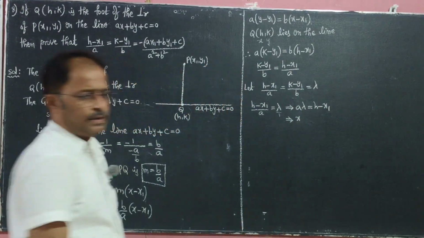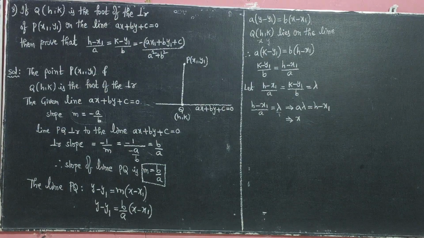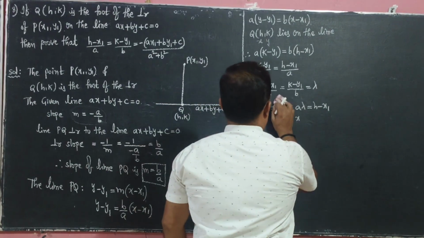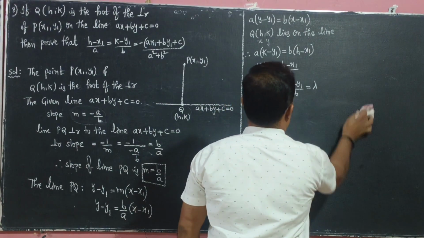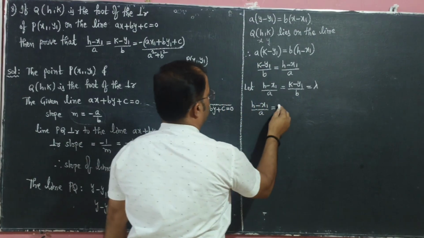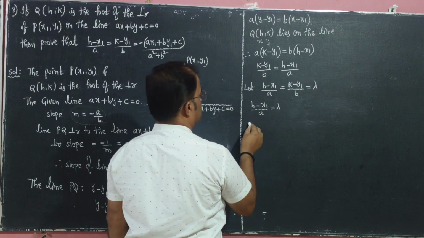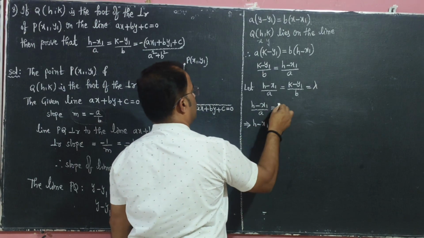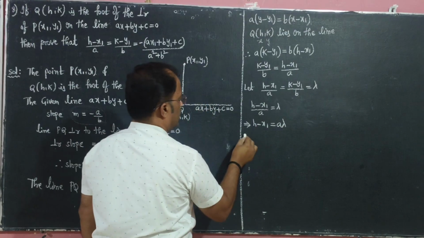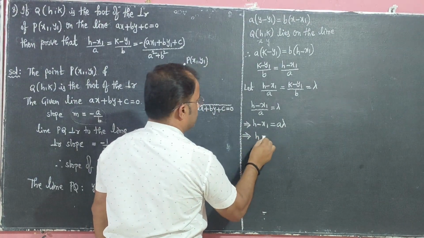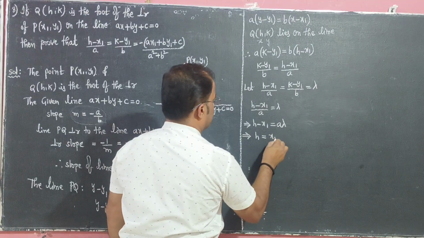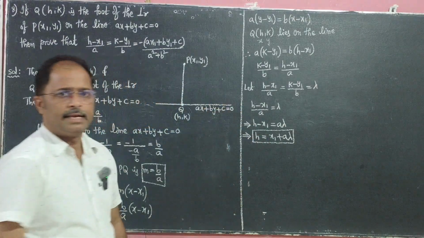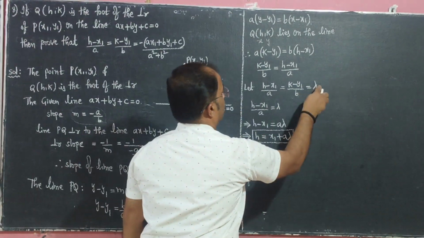Okay, actually we have to find out the h value, not the x1 value. So lambda. That implies h minus x1 equals, by cross multiplication, a lambda. Find the h value. What is the h value? Minus x1 becomes plus x1, so h equals x1 plus a lambda. So the h value is completed. Clear? Same thing, the first term equal to lambda is completed.